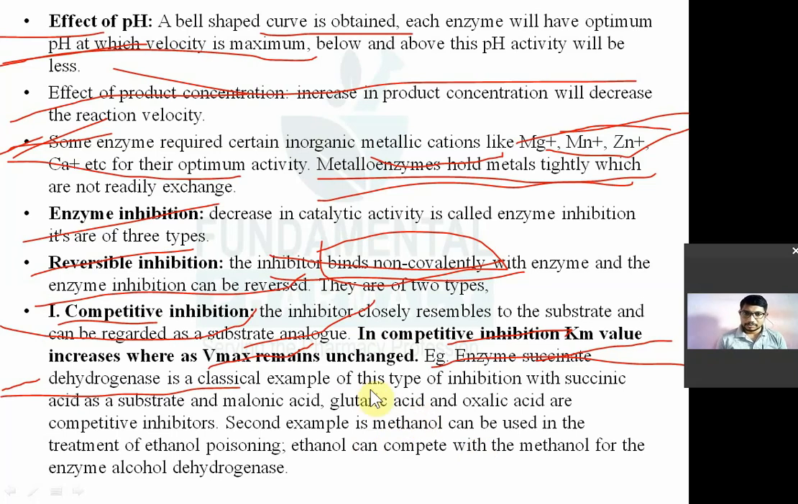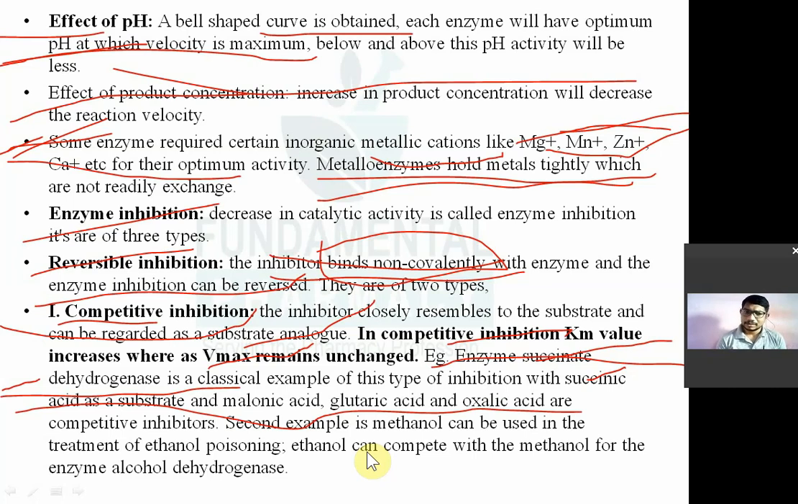Now if succinic acid is present, the enzyme will show this reaction, but if there is malonic acid, glutaric acid and oxalic acid, these three are known as the competitive inhibitors of succinate dehydrogenase enzyme. Instead of succinic acid, malonic acid, glutaric acid or oxalic acid will bind to your enzyme and inhibit it, because these three have structural similarity with succinic acid. That's why it is competitive inhibition.